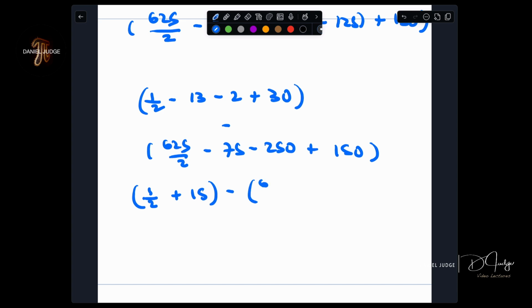And you got 625 halves. Negative 75 minus 250 is negative 325. So I got negative 325 plus 150 is going to be a negative 175. So let's double check, okay? Looks like we're okay.